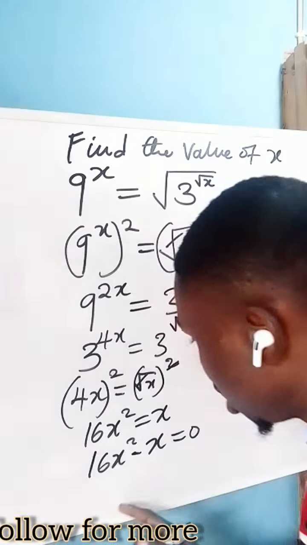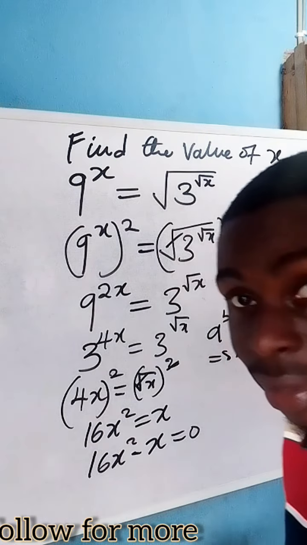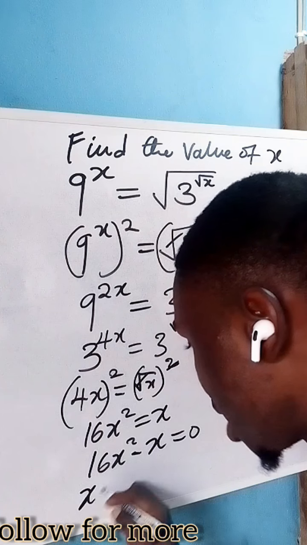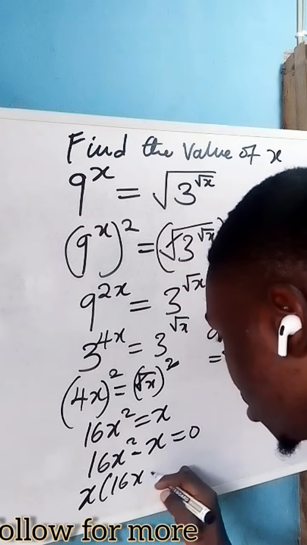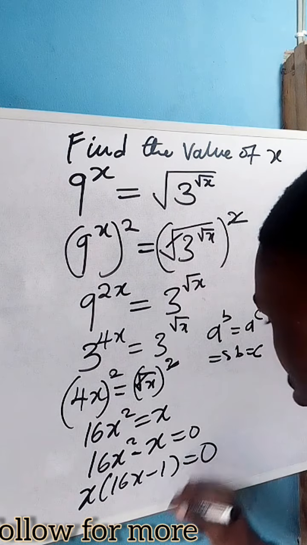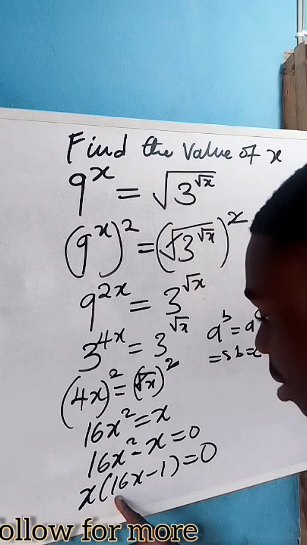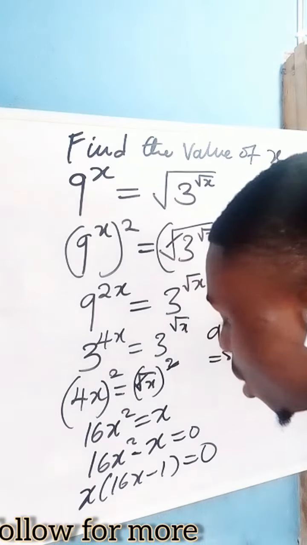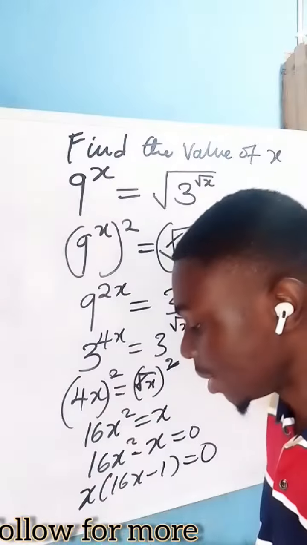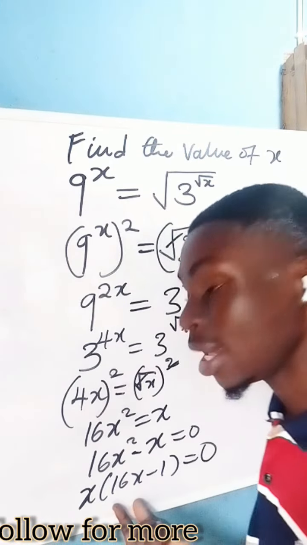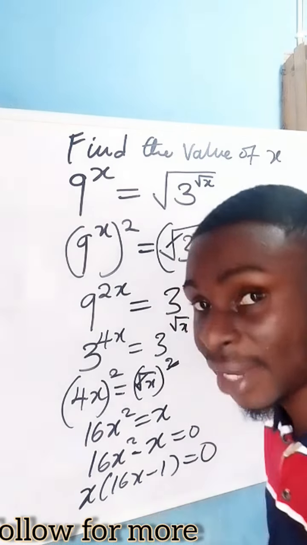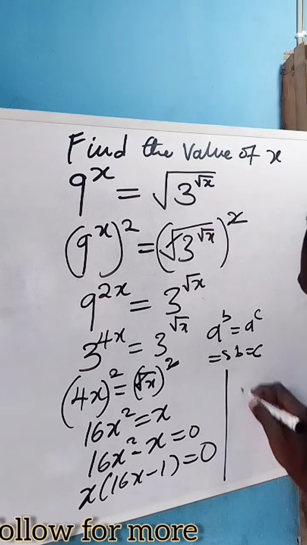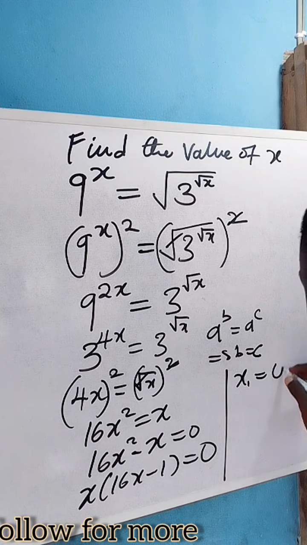Okay, now the common factor here is x. So we can say that x will factorize 16x minus 1 equal to 0. Because x times 16x will give you 16x squared, x times 1 will give you x. So when you have something like this, it is either x equal to 0 or 16x minus 1 equal to 0. At first, let's find the first value, which is x1, which is equal to 0.